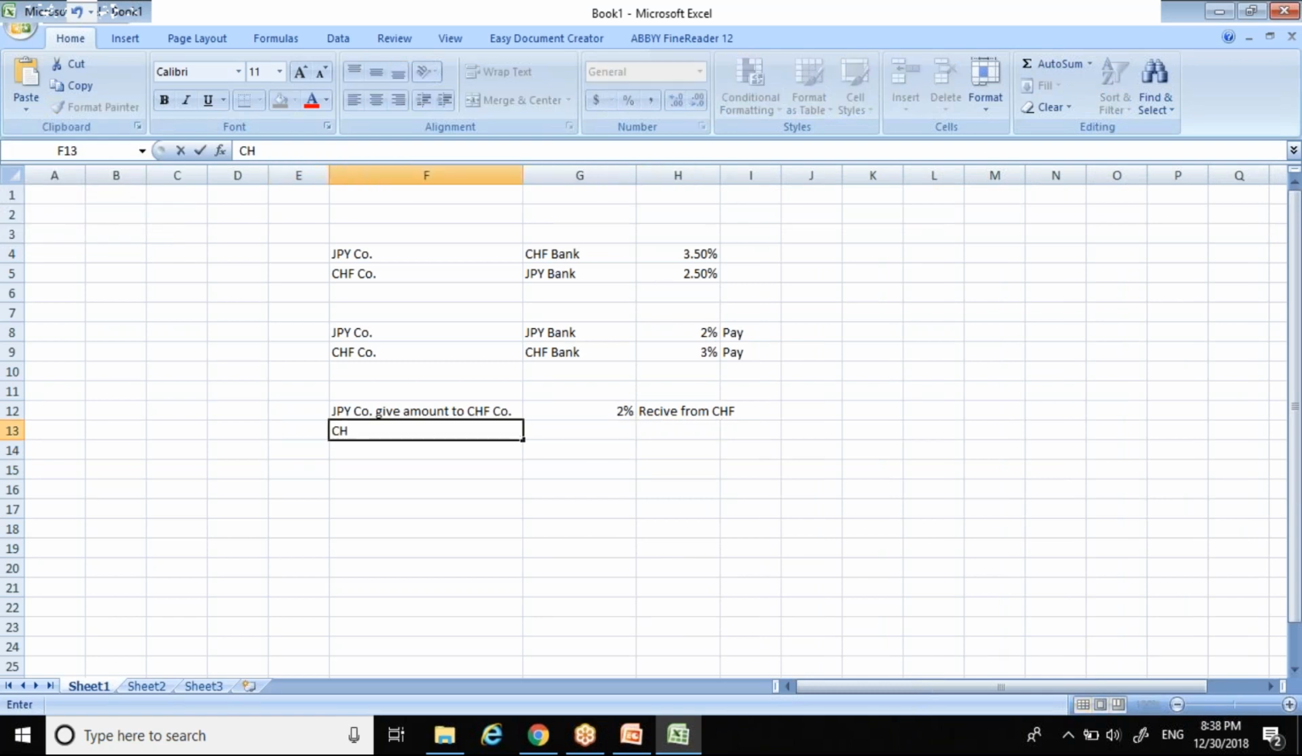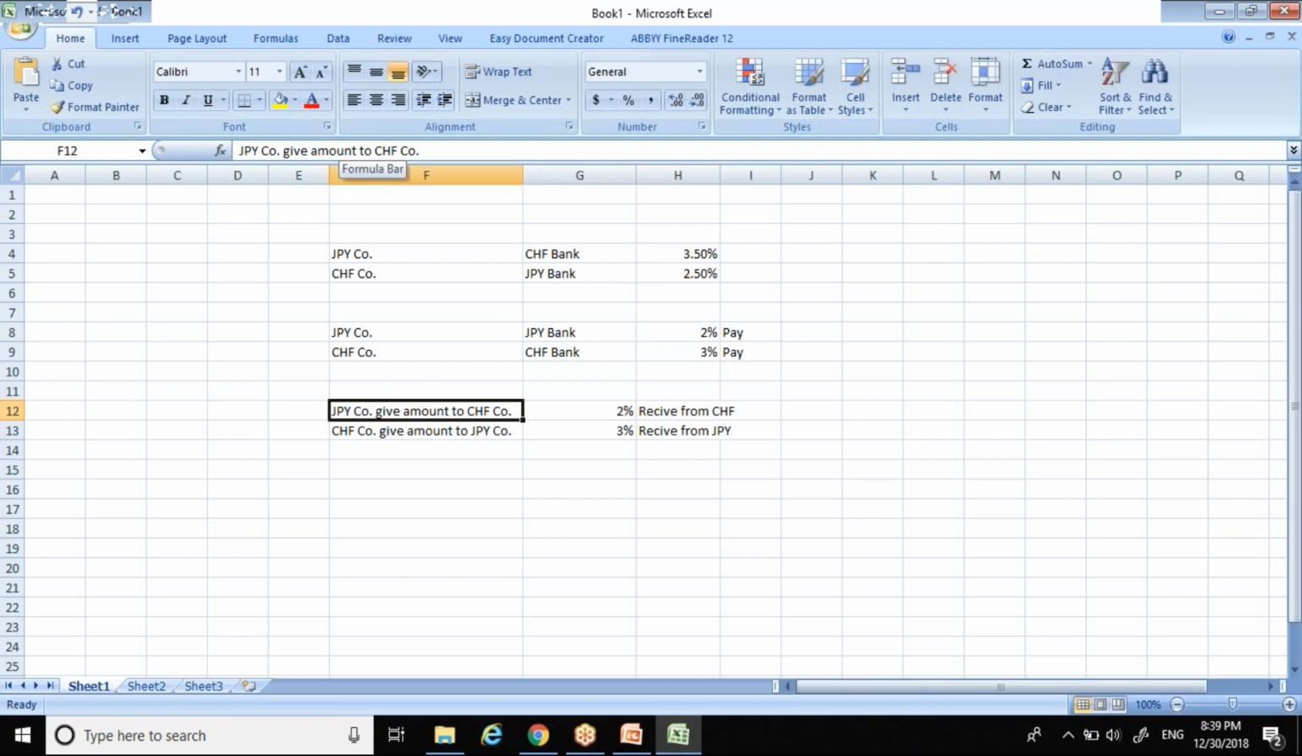And the CHF company gives the amount to the JPY company, the Japan company, and receives 3% from the JPY guy. So JPY is paying how much? 2% to the bank, and JPY then gives the money to CHF and takes 2% from him.